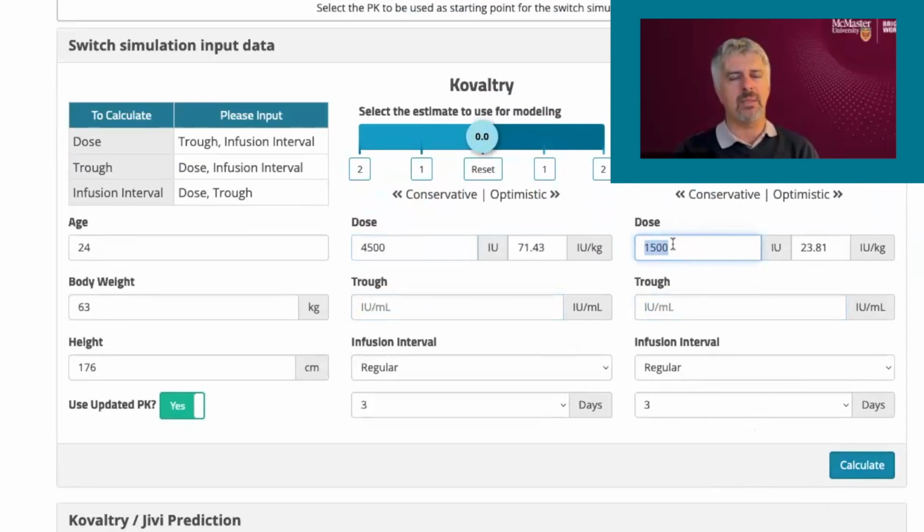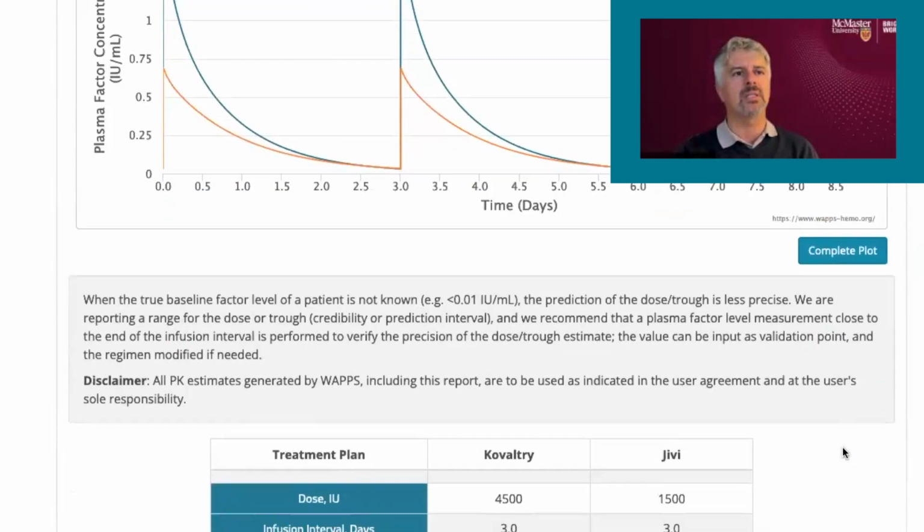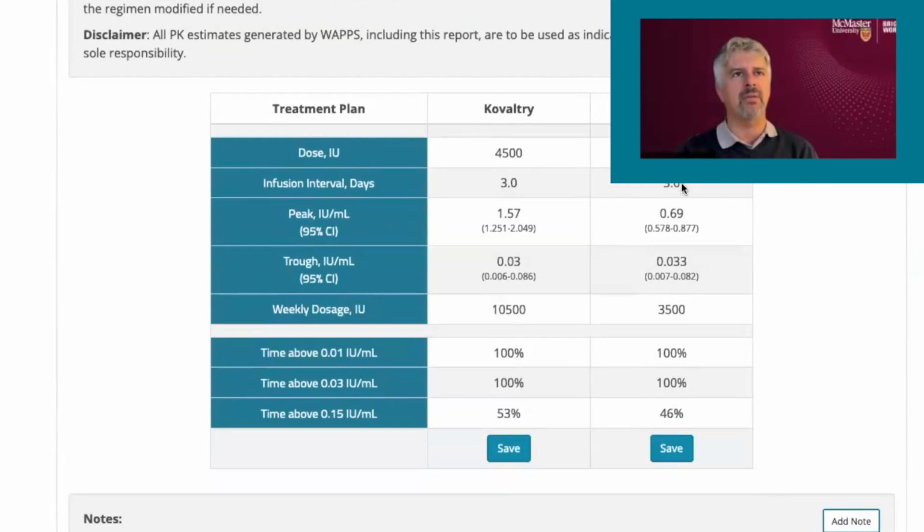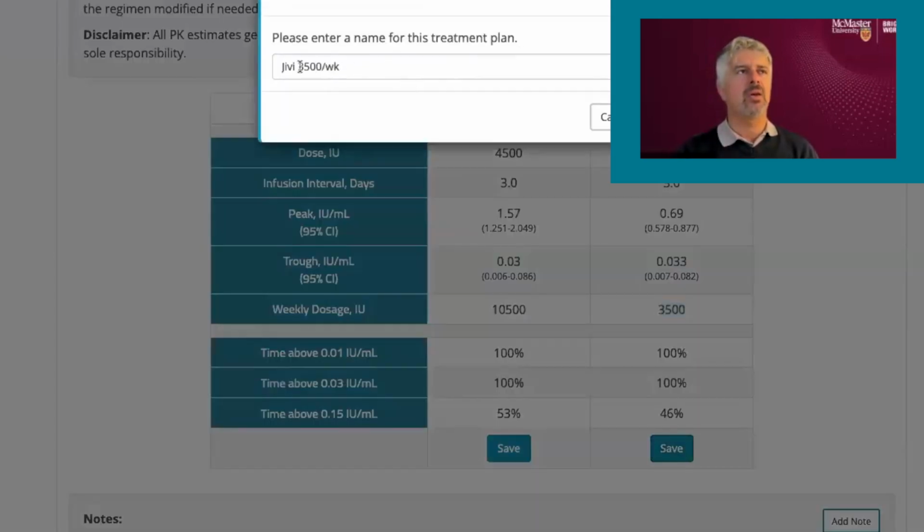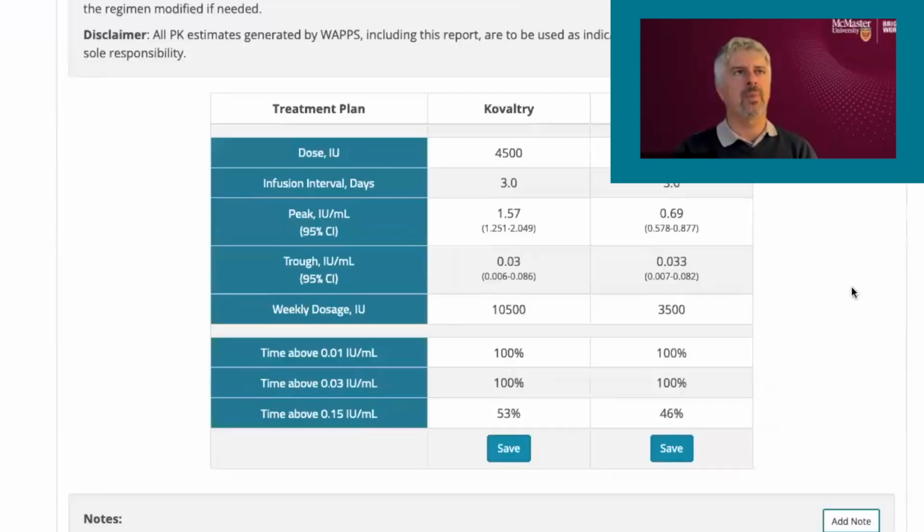So I'm now asking, can you make a plan with 1,500? And this is what the system produces for me. 1,500 every 3rd day is a peak of 7, trough of 3. I'm taking down the consumption for the patient, good protection. This is what I say. And I'll call it GV 1,500 IU per kg every 3 days, just for my own internal use. And now I've saved the treatment plan.